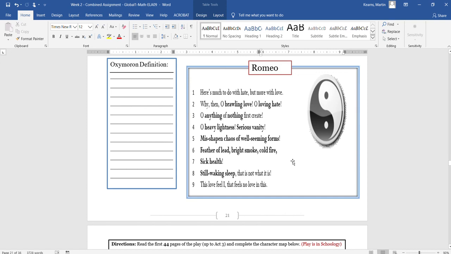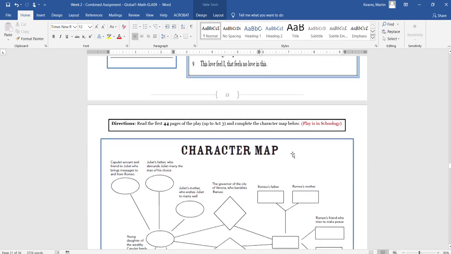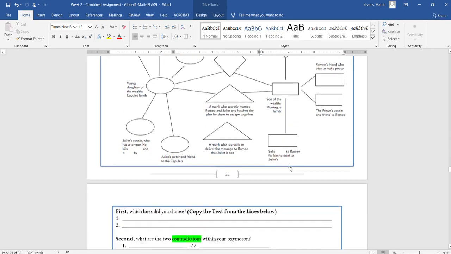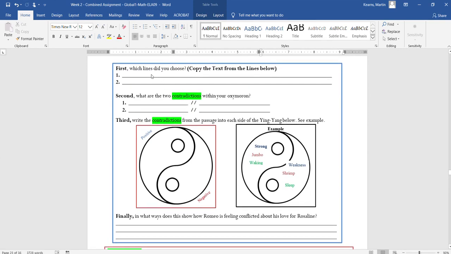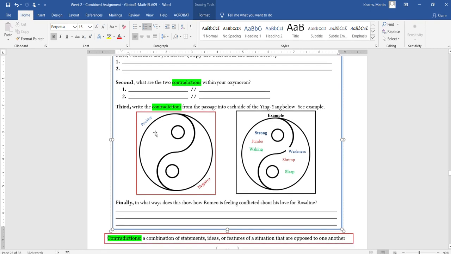So from the excerpt, you're going to do an activity a little bit later on. Actually, we'll jump down to this page now. You're going to copy the lines from the excerpt that you like. Okay, then you're going to choose the 2 contradictions and write them here. And when you're done, you're going to place the contradictions inside of your yin-yang. All right? So there should be 2 here and 2 here. Make sure you put negative and positive. And keep in mind the example over here: strong, weakness, jumbo, shrimp, waking, sleep. Those are opposites in the example.